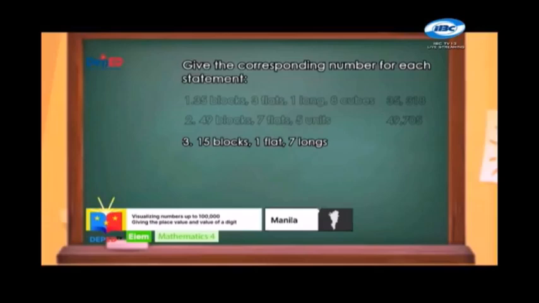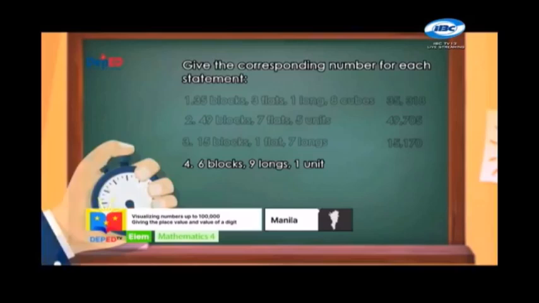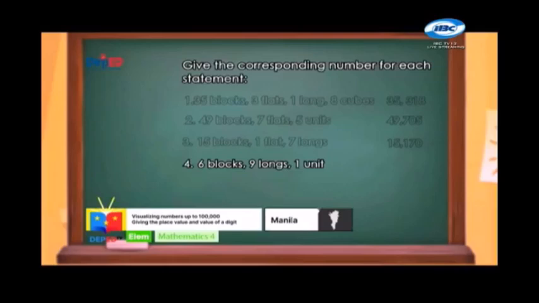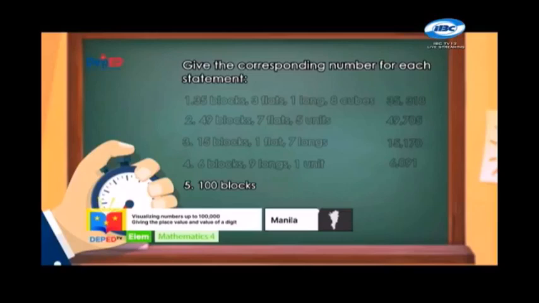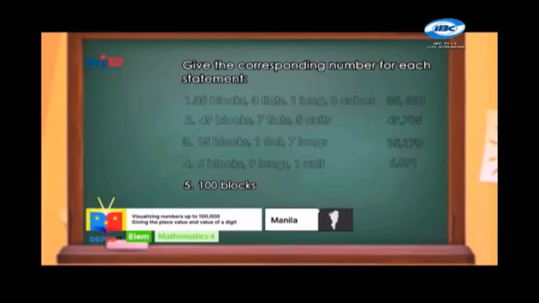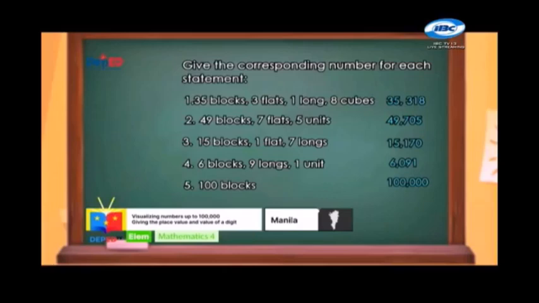15,170. Number 4, 6 blocks, 9 longs, and 1 unit. 6,091. And number 5, 100 blocks. You've got it!